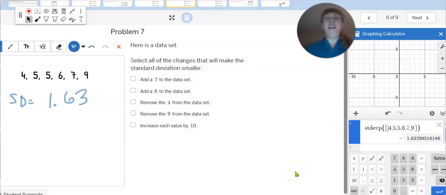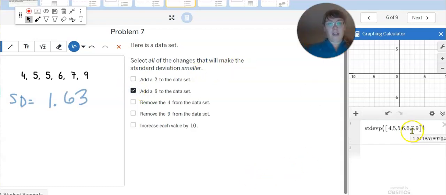Now, if we added 2, we're going to spread the data out more. So we can see it's definitely going to get bigger. Now it's 2.06. All right, that's not an answer. If we add a 6, it's not going to make it more spread out. Now we have 1.5. It's actually grouping more of them closer together around 6 and 5. So that's going to make it a little smaller.